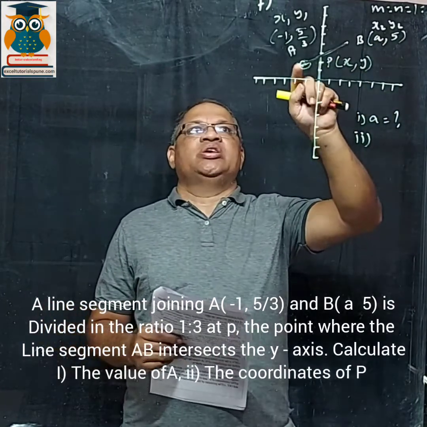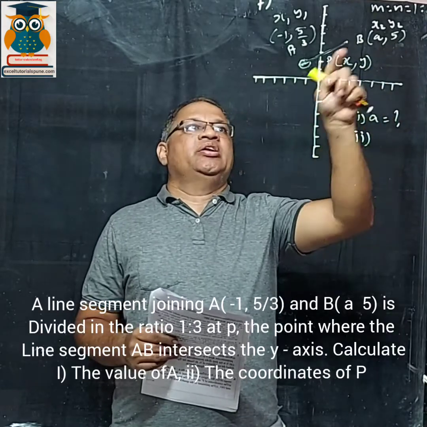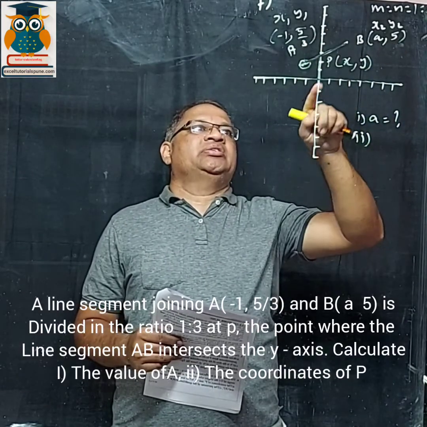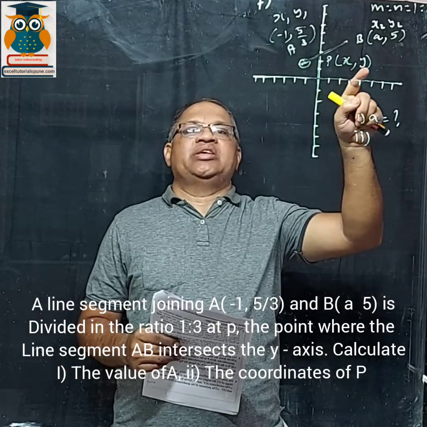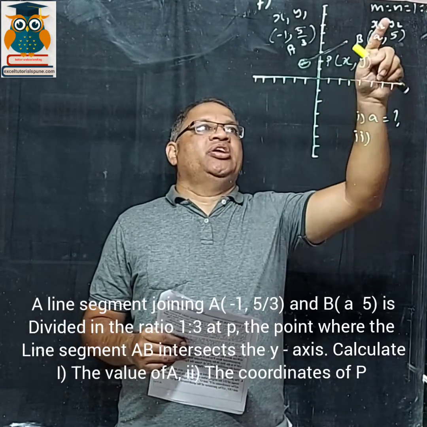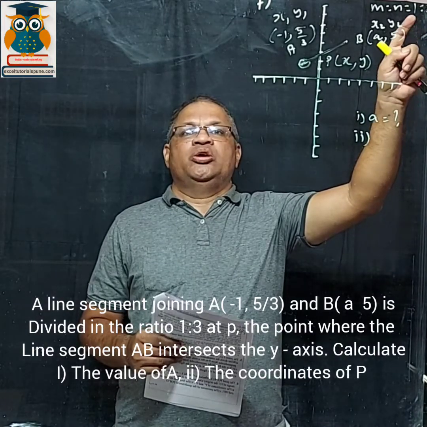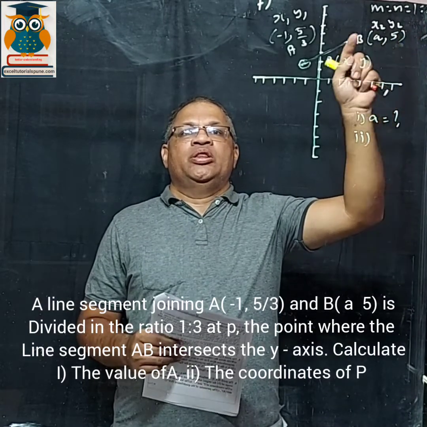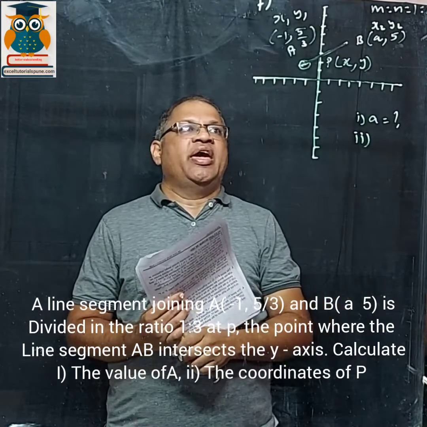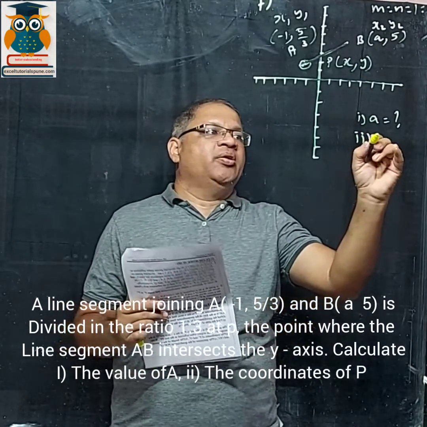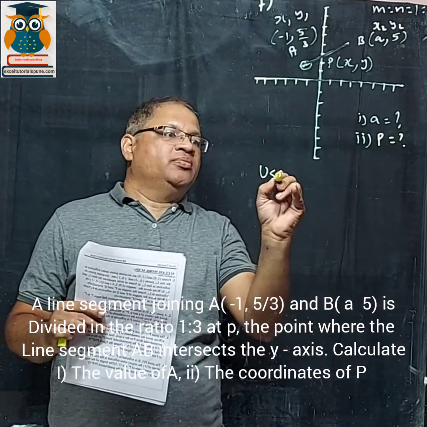So A's coordinates are minus 1, 5/3. B's coordinates are a and 5. It cuts the y-axis, and the coordinates of P I have taken as X and Y. And the ratio they have given, m is to n is 1:3. So if they have given you the ratio, then you have to use the section formula. You have to find out the value of a and the coordinates of P. Okay. So now using section formula.